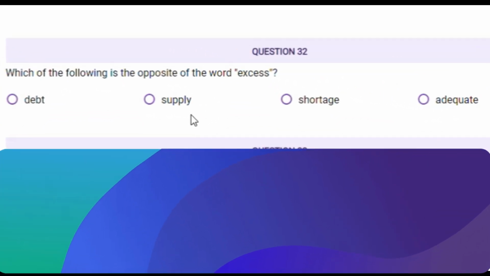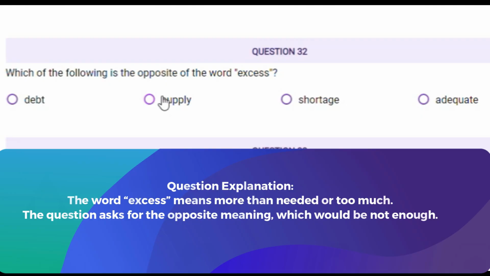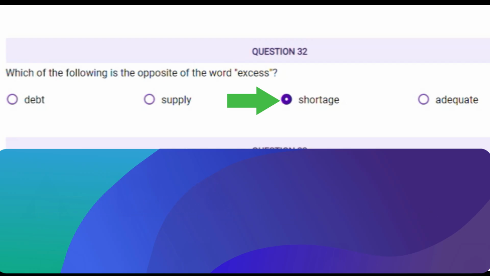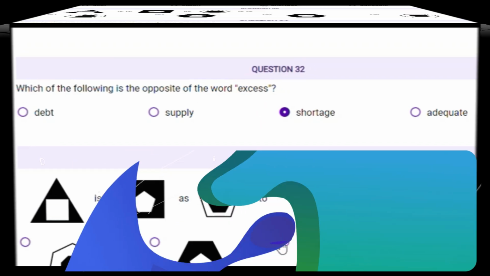Question number 32. Question: which of the following is the opposite of the word excess? Options: debt, supply, shortage, adequate. Question explanation. The word excess means more than needed or too much. The question asks for the opposite meaning, which would be not enough. Correct answer: shortage. Answer explanation. Excess means too much. Shortage means too little. These two words have opposite meanings, so shortage is the correct answer.